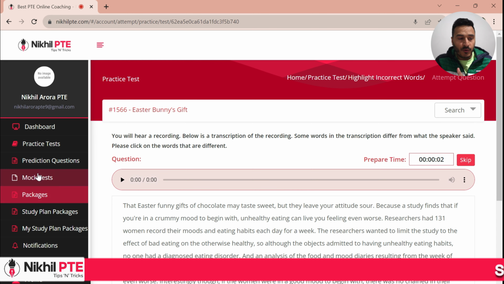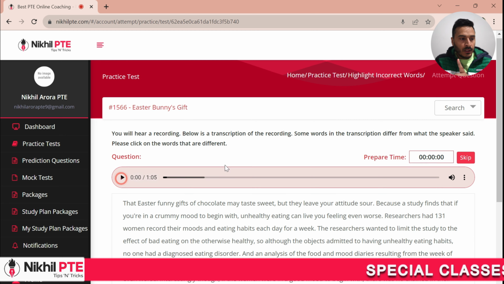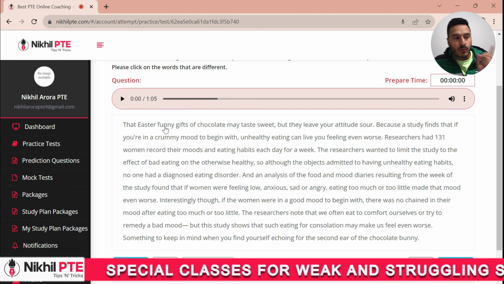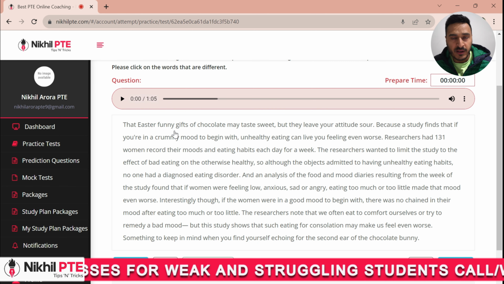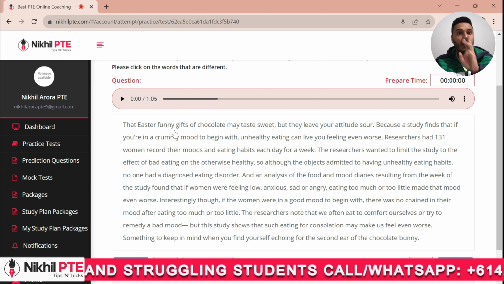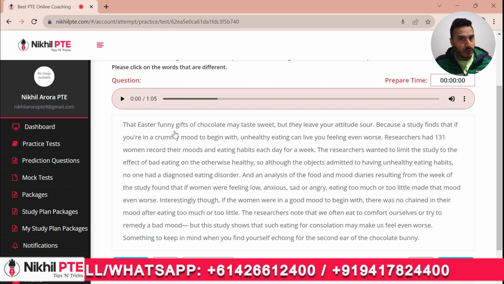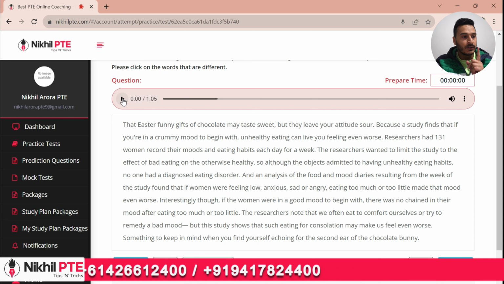Again, what do you have to do? You have to move the cursor to the bunny's circle as per the speaker's voice. Secondly, concentration. Thirdly, if you are not sure about any word, don't click on it. Okay, so let's start now.